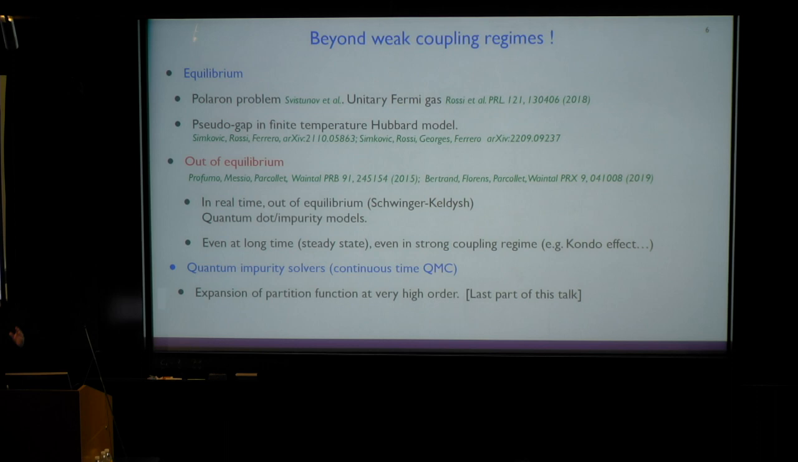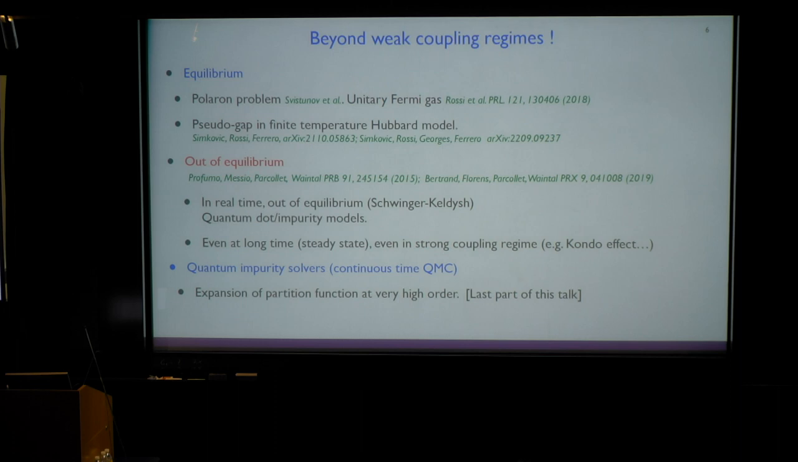And today I will discuss a different problem on which I've been working over the last years, meaning an out of equilibrium problem, and I will start with a simpler problem, a quantum dot or an impurity model, pushed out of equilibrium. You put a dot, you put current through it, and you push it out of equilibrium. And what I will show you is that these perturbative techniques work even at long time, there's no time limit, in steady state, even in strong coupling regime. You can capture the Kondo effect and many of the physics.